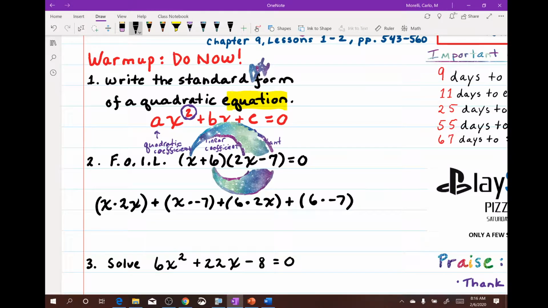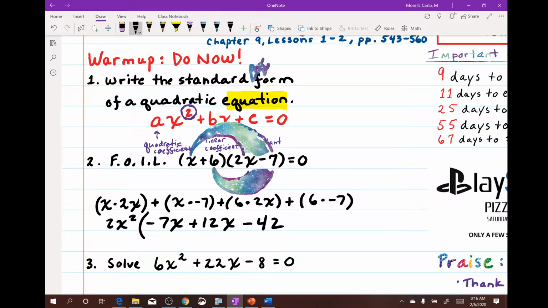Okay, so now we'll simplify and combine. So x times 2x is 2x squared. X times negative 7 is negative 7x. 6 times 2x is plus 12x. And 6 times negative 7 is negative 42. Does everyone agree?